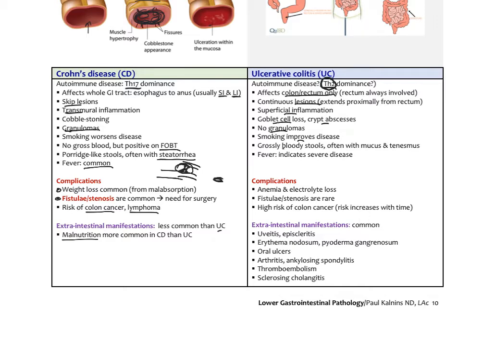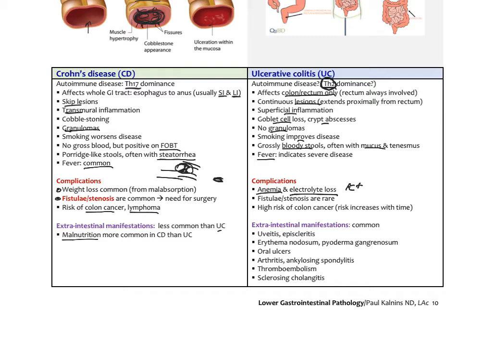We get grossly bloody stools, often with mucus and tenesmus. So it's not just going to be the occult blood, the hidden blood that we have to use the fecal occult blood test to see, but it's going to actually be hematochezia, blood mixed in the stool, because again the bleeding starts in the rectum area, and then the inflammation is moving up. Fever is not typical with UC, but that's going to indicate very severe disease. Complications here would be anemia from all the blood loss and severe electrolyte loss, especially potassium.